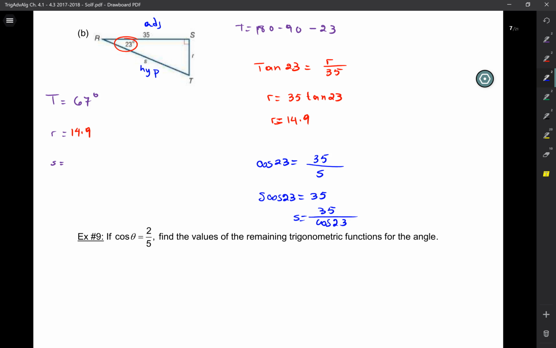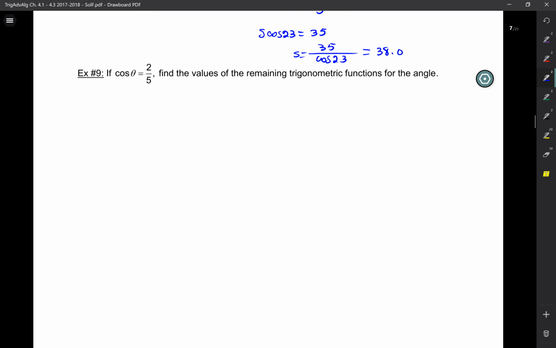Cosine 23. How much is that? 38.0, right? A little bit of checking. So we know that the hypotenuse is the largest side. And then, make sure I got 38. Is that the largest of all the numbers? Yeah, so I must be on the right track. Okay. All right, let's do this last one.